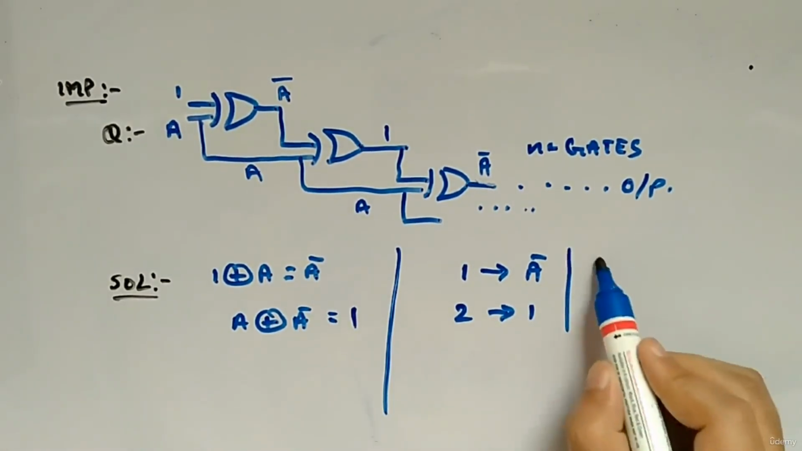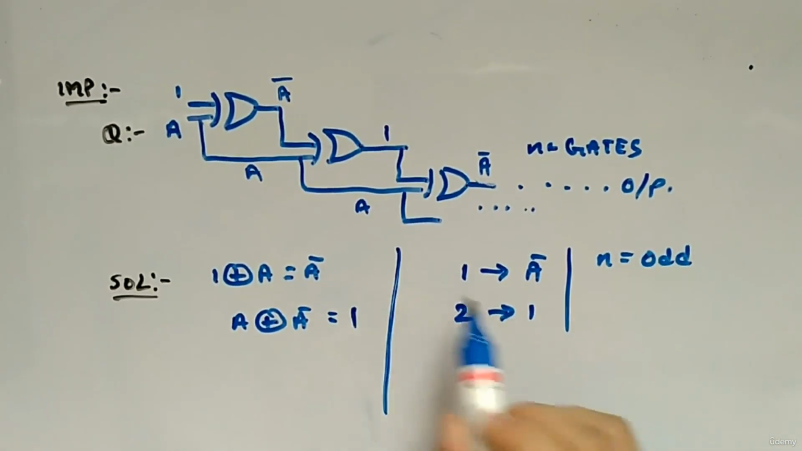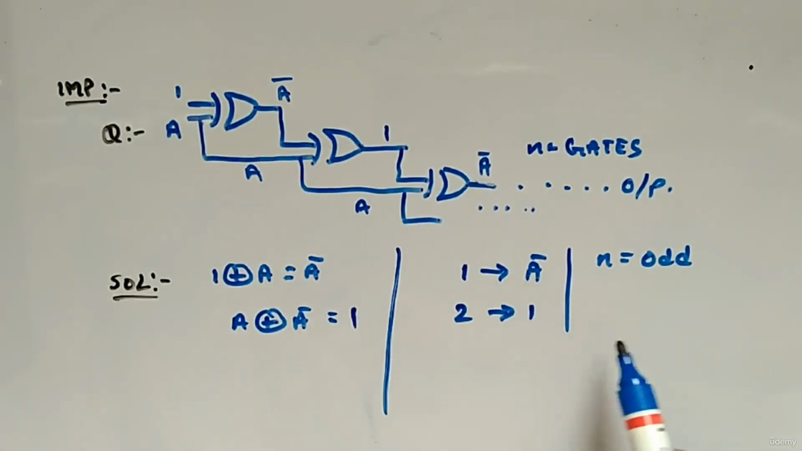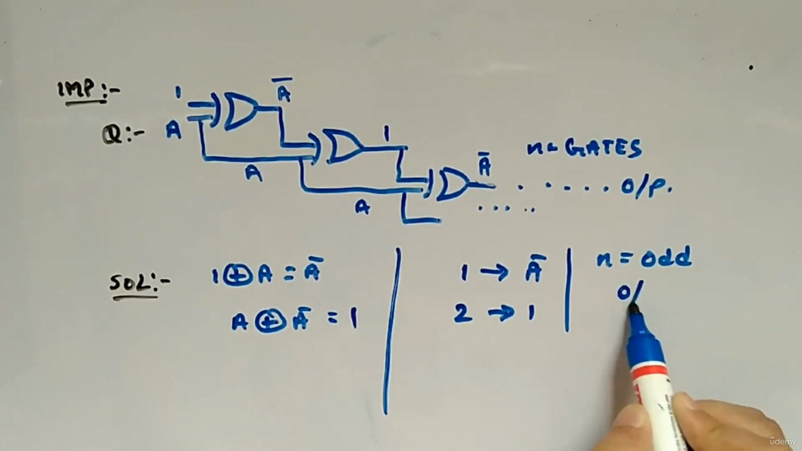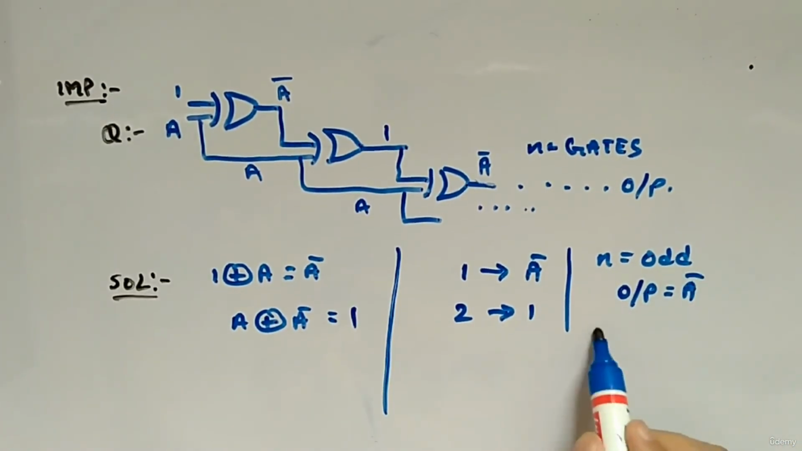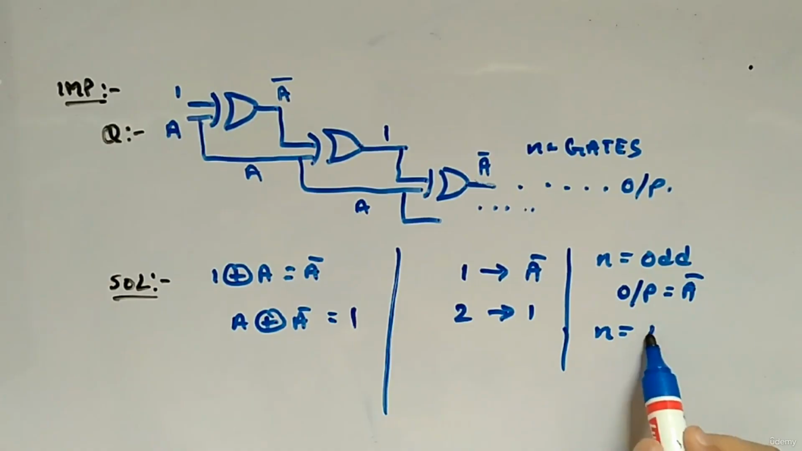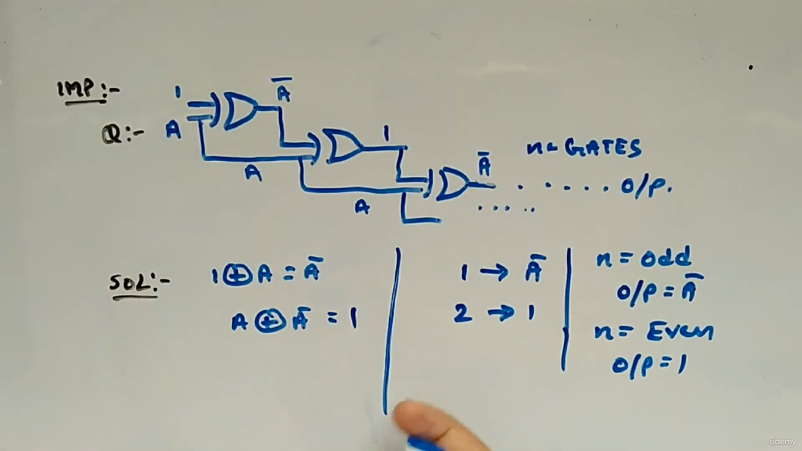So you can generalize it. If n is odd, because the third gate again gives you A bar, the output will be A bar, and if n is even, the output will be 1. Okay, so that's how you can generalize. So this kind of question is framed just to create a small confusion. Really what we have to apply is even, odd and these small properties. So I just wanted to quickly show you how a question can be asked on these properties.